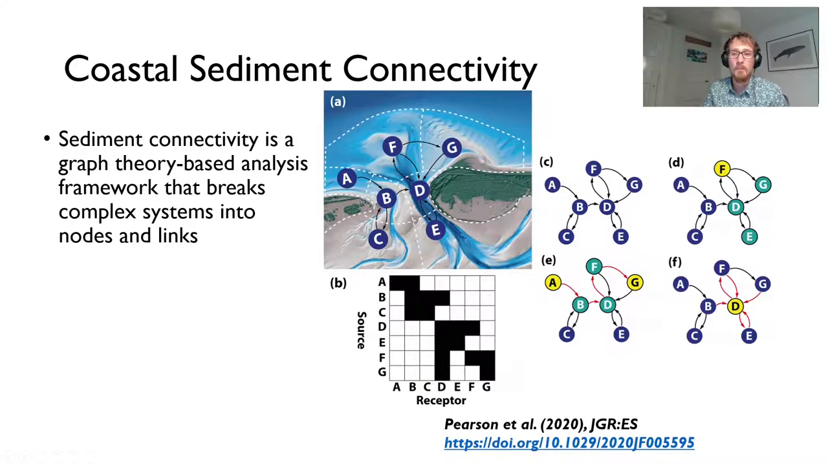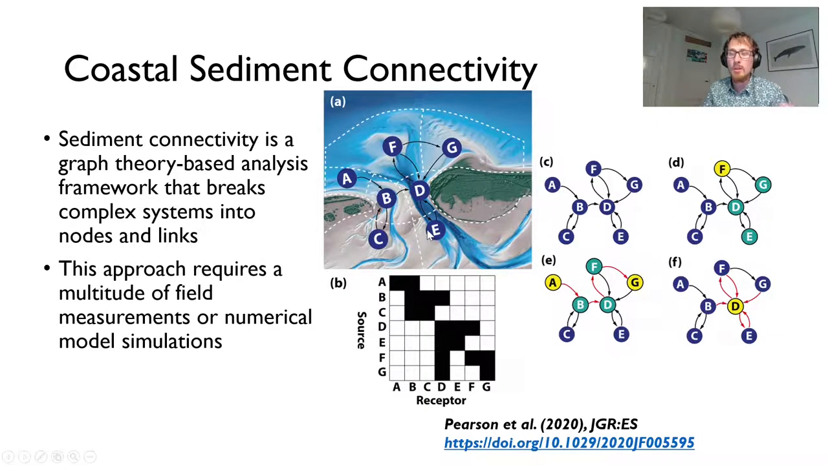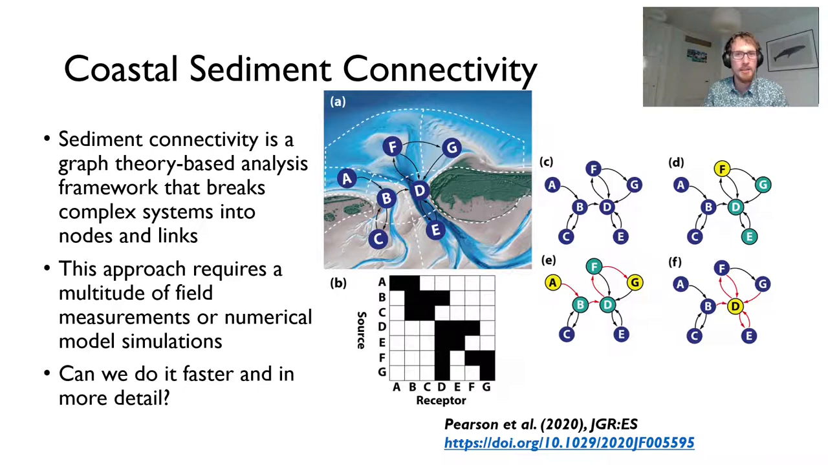already out there. So to compute connectivity for this type of application, we require a multitude of field measurements or numerical model simulations for each pair of source and receptor. This approach is described in much more detail in our paper, which you can find at the link here. However, the modeling approach that we used in that paper was very labor-intensive and described connectivity at low spatial resolution with just 25 cells. So, naturally, we're wondering, can we do it faster and in more detail?